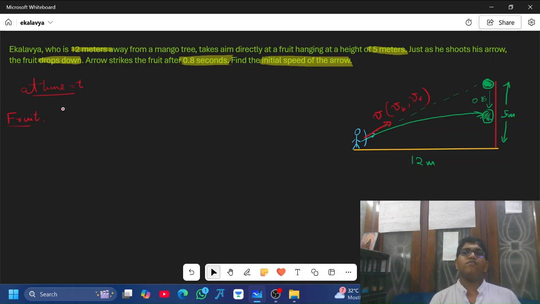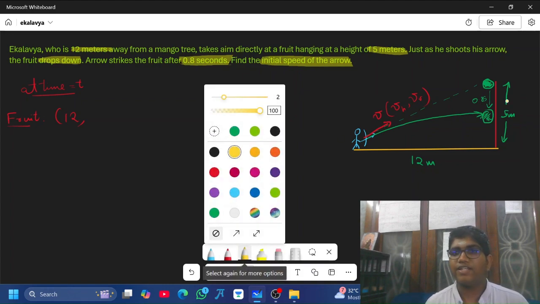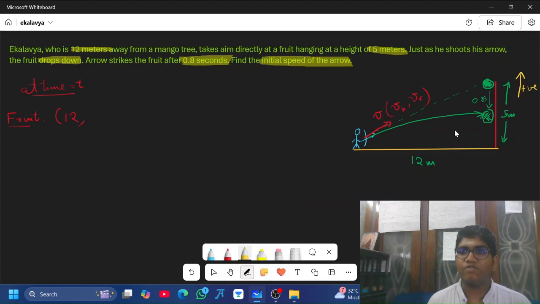Now we know that the x coordinate, which is 12 meters, is independent of time because the fruit is dropping vertically. So when it drops vertically, there is no horizontal motion, and hence the x component of the position will be constant, which is 12. With that, then we'll consider the vertical component. Vertical, it's going to be interesting. So before that, we need a small assumption, we need to define the direction which we are taking as positive. I'll be taking upward direction to be positive.